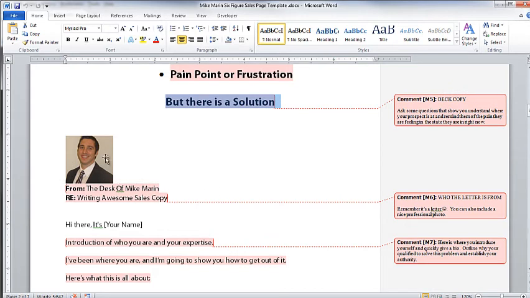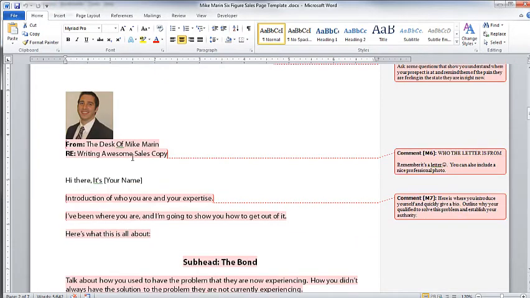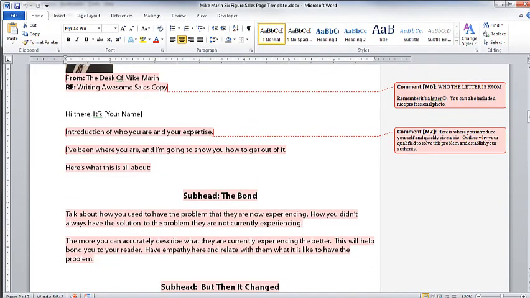Then it goes into just a picture of you. If you can, have a nice professional photo. It's a letter, so who it's from and then what it's about. So this is like writing awesome sales copy. And then simply go into it. Hey there, it's your name, and then a quick introduction of who you are, your expertise. You want to give a little quick bio.